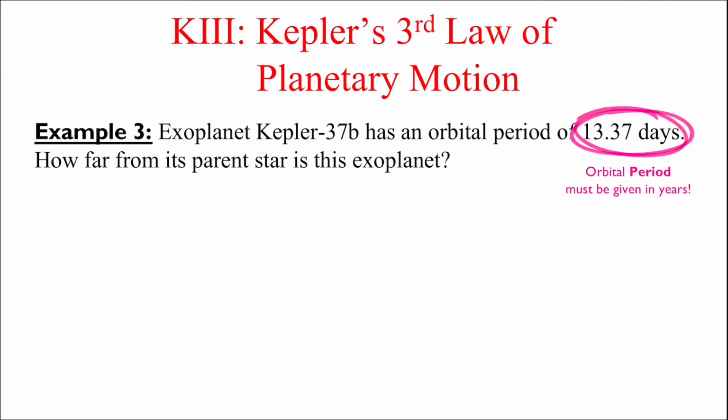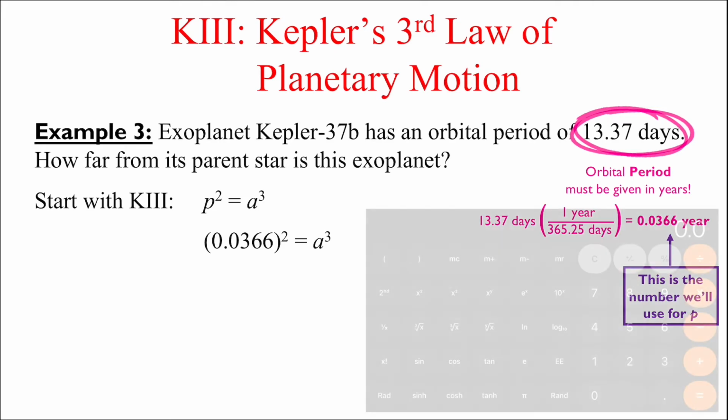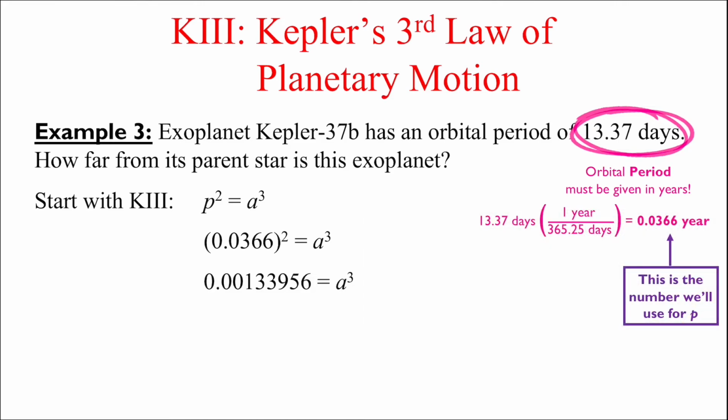In our question, we have 13.37 days. We need to change that number to represent the same amount of time in years. So after dividing by 365.25, since there are 365.25 days in each calendar year, we get 0.0366 years, and this is the number we'll use for p, in p squared equals a cubed. Plugging that in, we get 0.0366 squared equals a cubed, and 0.0366 squared is 0.001333956, so that's equal to a cubed.